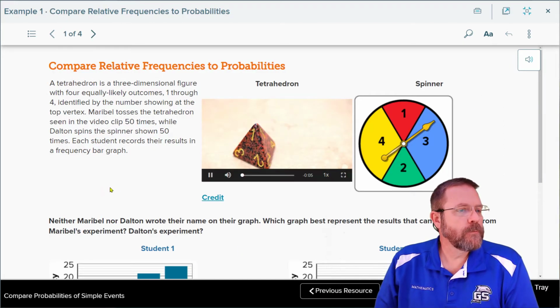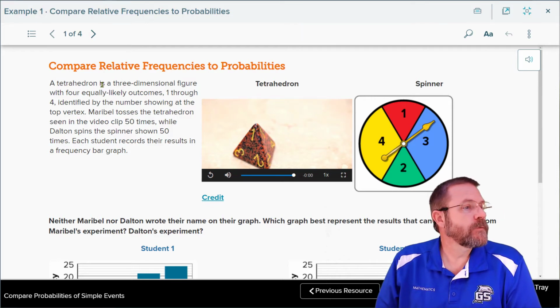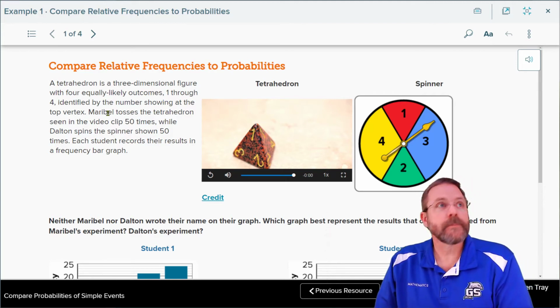Let's push play of the video here, and you can see that little tetrahedron is flipping. The tetrahedron is a type of dice, okay? It says it is a 3-dimensional figure with 4 equally likely outcomes, 1 through 4, identified as the number showing through at the top of the vertex.